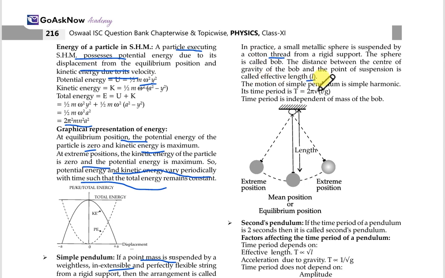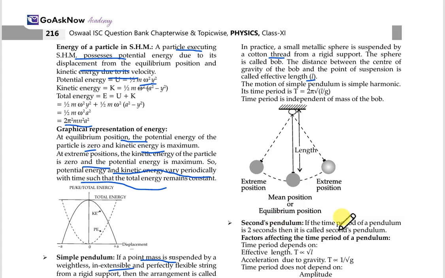The motion of the simple pendulum is simple harmonic motion. Its time period is T = 2π√(l/g). So the time period is independent of the mass of the bob. Here this is the bob, the length l, and this is the extreme position where it goes.